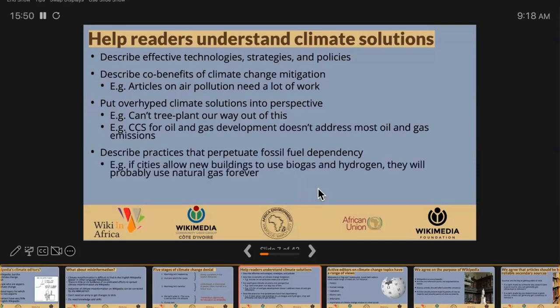So we've got other types of overhyped climate solutions, bioenergy, hydrogen. We really need to understand the policies around those, the issues around those, so that we don't end up just building ourselves into ongoing fossil fuel dependencies.